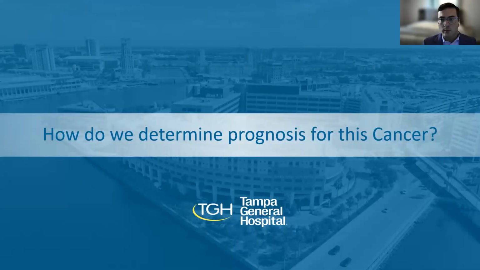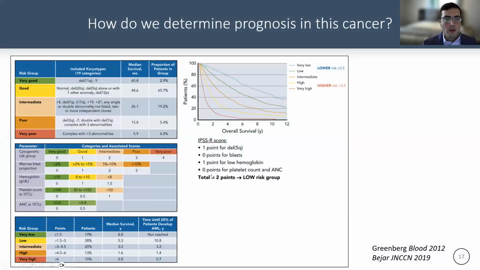And so how do we determine prognosis for this cancer? We have a scoring system. When we think about myelodysplastic syndrome, it's not a stage 1, 2, 3, 4 type scenario, because it's really circulating in your blood. It's in your bone marrow. It's more of a risk type equation.